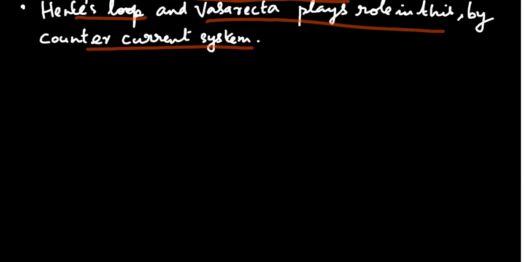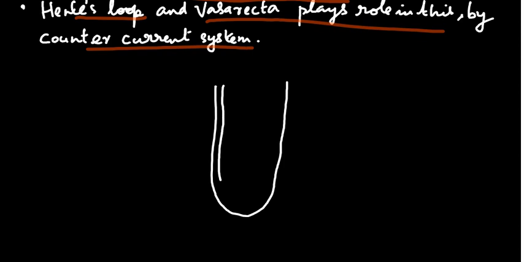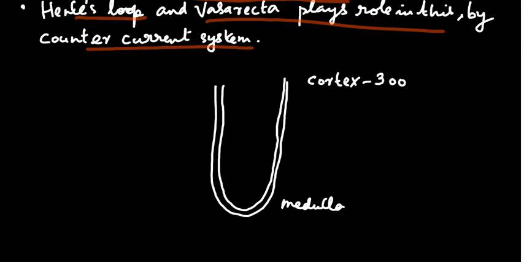So if this is the Henle's loop area, the upper parts of the Henle's loop, some areas, will come in the kidney cortex, whereas the lower parts will fall under the medulla part. So it was seen that in the cortex area the osmolarity was less, say 300 milliosmol per liter, whereas in the medulla the osmolarity is higher, around 1200 milliosmol per liter.